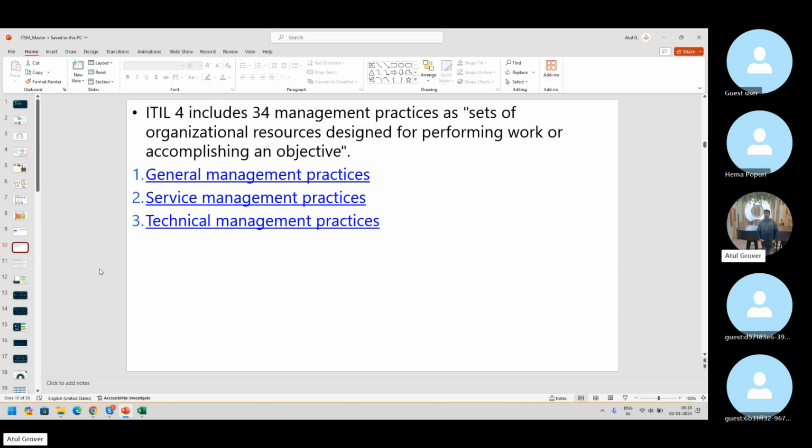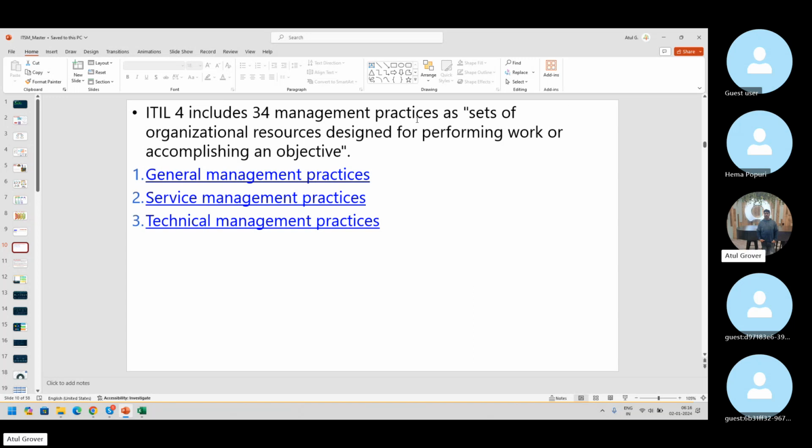ITIL replaces processes with the term practice. Someone asked me in an interview, what is the difference between process and practice? The same question I'm giving to you to find an answer. What is the difference between process and practice? Try to find out why ITIL4 introduced the word practice, not processes.